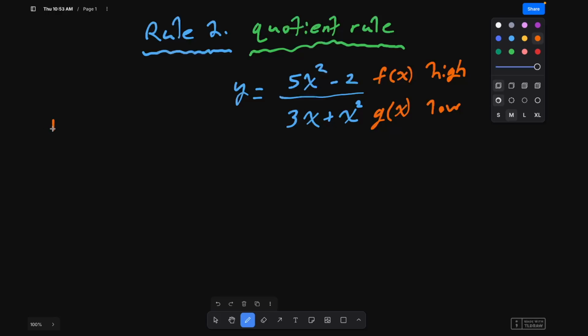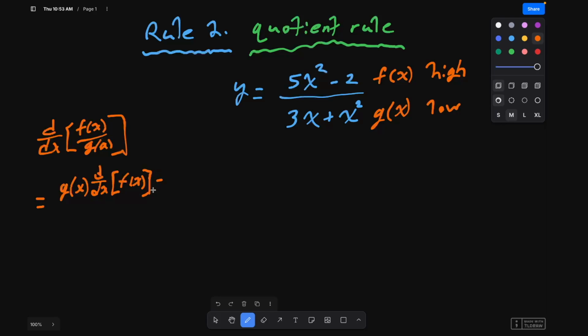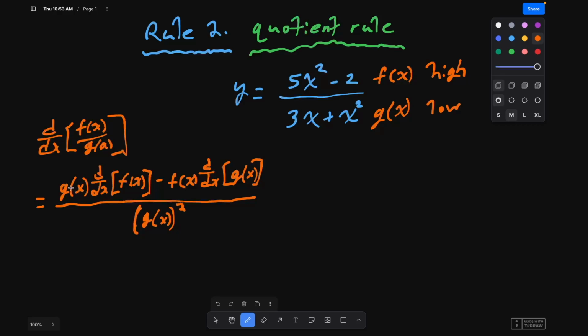So the quotient rule says that the derivative of f of x over g of x is equal to g of x times the derivative of f of x minus, in the product rule we had a plus, but in the quotient rule we have a minus, minus f of x times the derivative of g of x. And that is all over g of x squared. And that's hard to remember, g of x times the derivative of f of x minus f of x and so on.